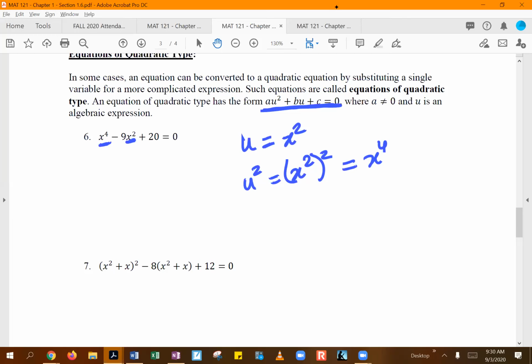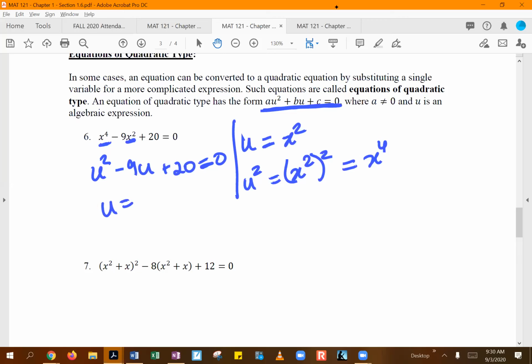So then this is where the substitution will happen. Instead of x to the 4th, we will now write that as u to the second power. Minus 9 will stay as it is. We're writing x squared as u plus 20 equals 0. And now you will see, yes, this does look like a quadratic equation. So you can use factoring to solve this, or you can use the quadratic formula.